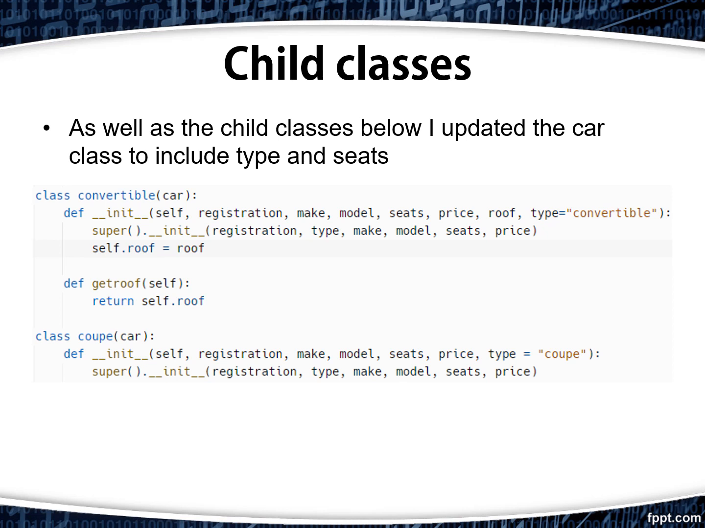For the coupe, we pass car because that's the parent class. We automatically set coupe, and that's it. We just call the constructor of the parent class and pass all of our attributes.